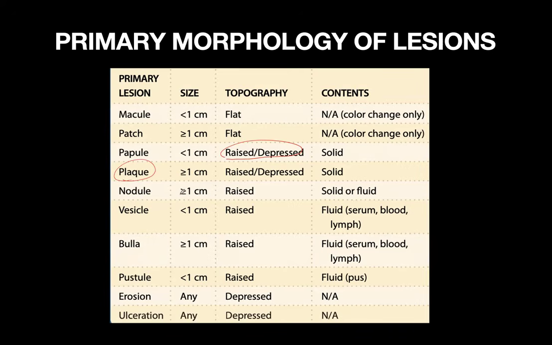If there is a raised, more than 1 centimeter lesion filled with solid or fluid, then you call it a nodule. The same with fluid, but less than 1 centimeter raised, is a vesicle. If it is more than 1 centimeter raised and filled with serum, blood, and lymph, then it's a bulla. Then there is a pustule. Pustule means pus. It's filled with pus, raised, and less than 1 centimeter. Now we are going to see all these lesions individually and how to present.